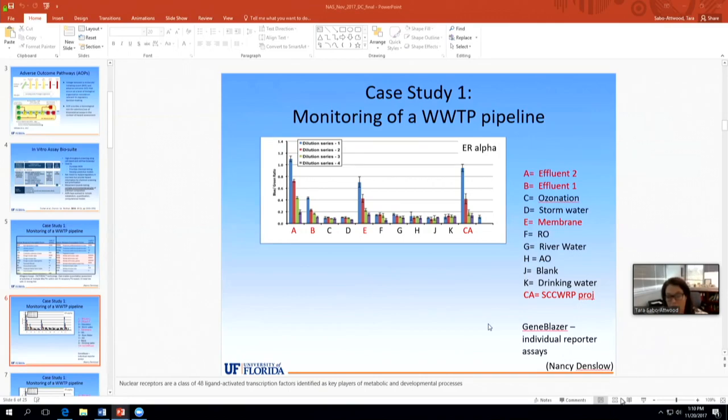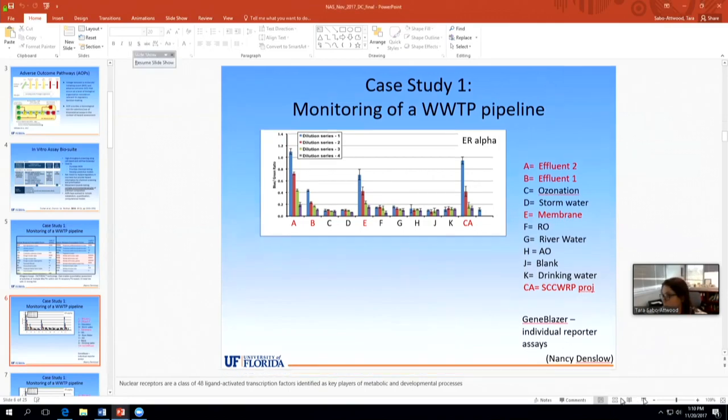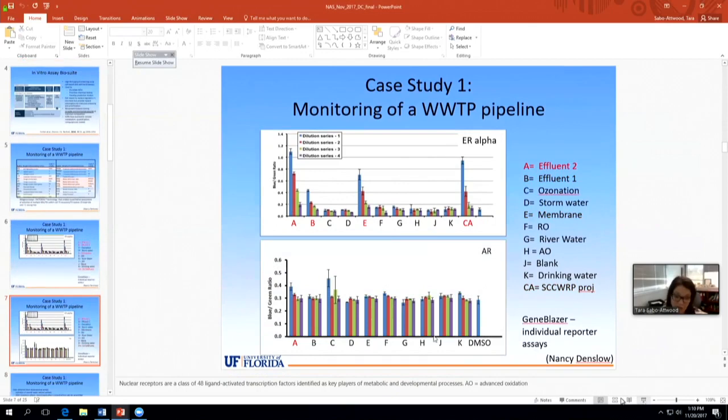And then you can start comparing these to what we see with the androgen receptor, where we hardly saw any hits at all. You see that there's just a positive hit for effluent 2. Glucocorticoid receptor was also run, which really parallels what we saw with the estrogen receptor alpha.